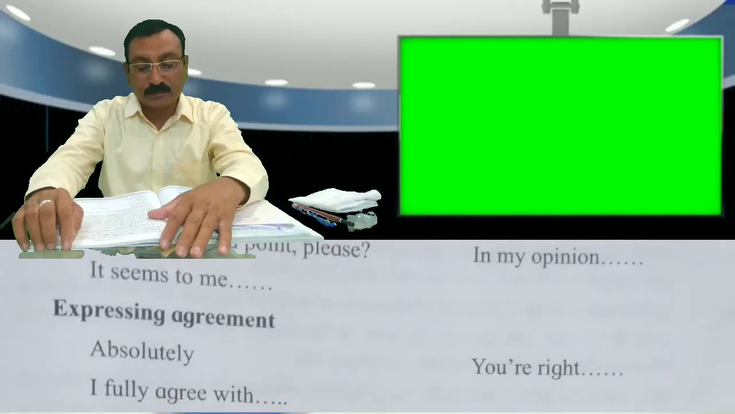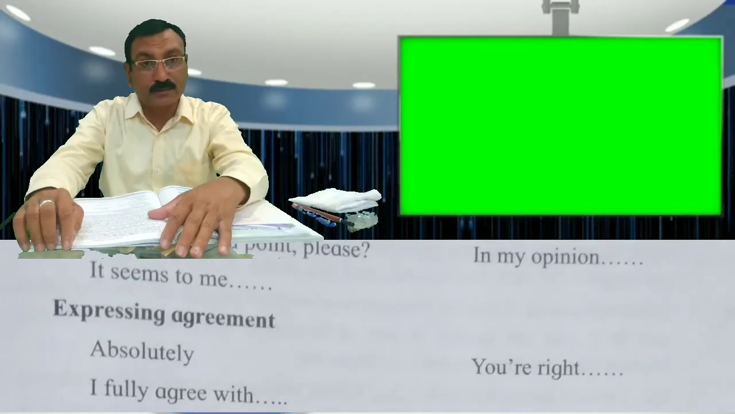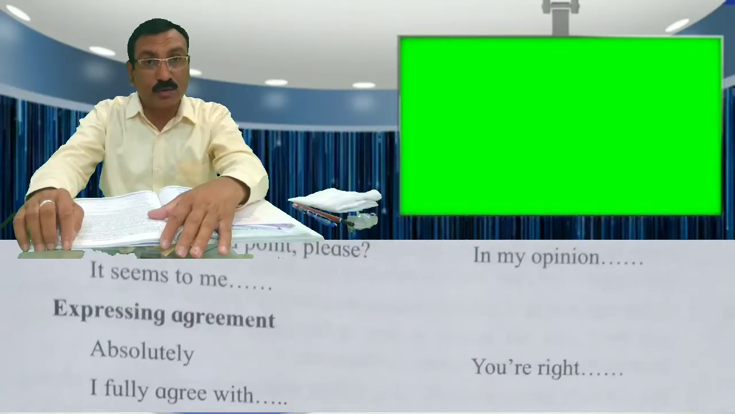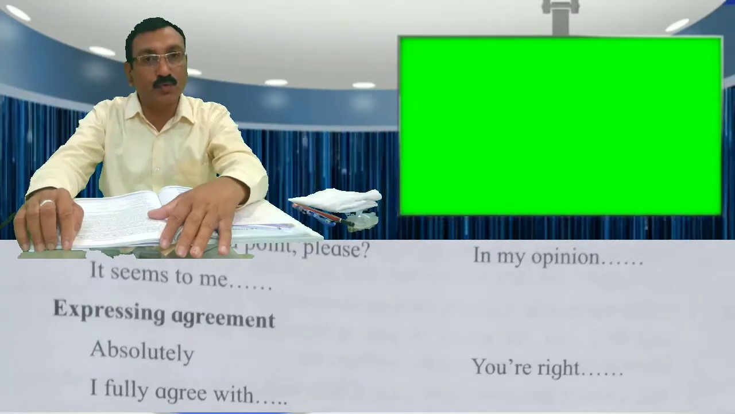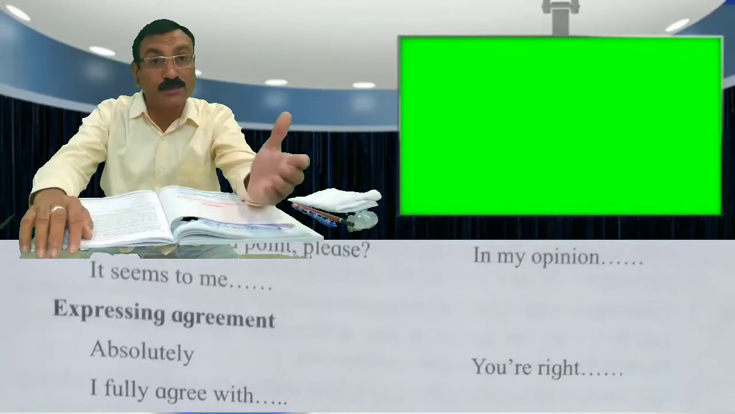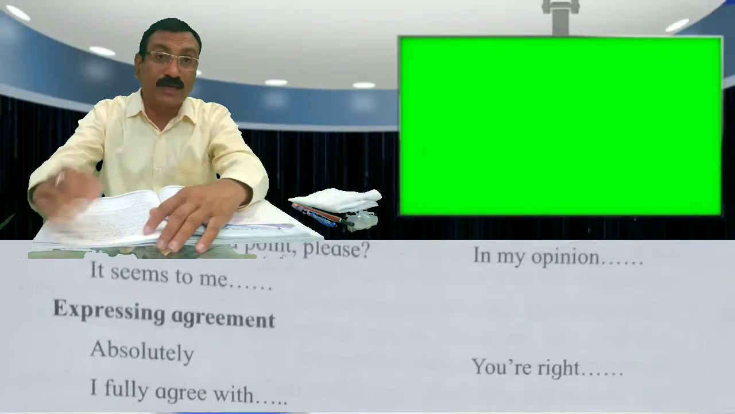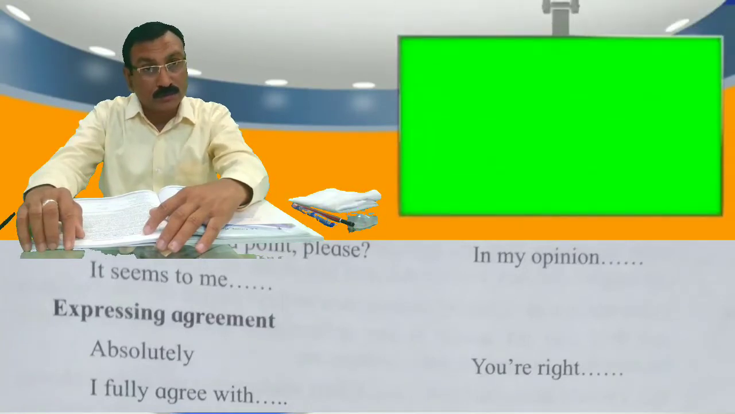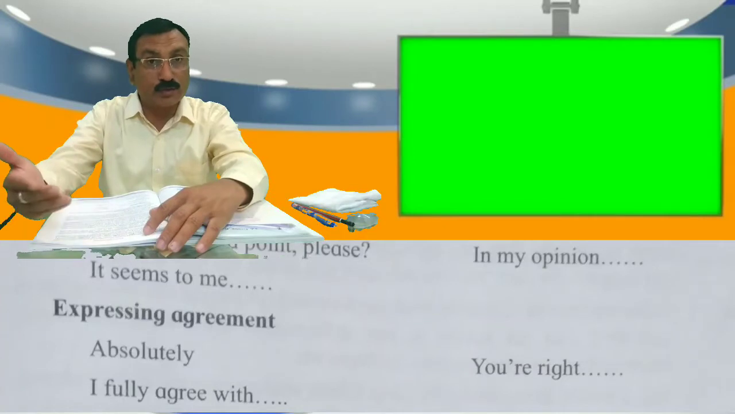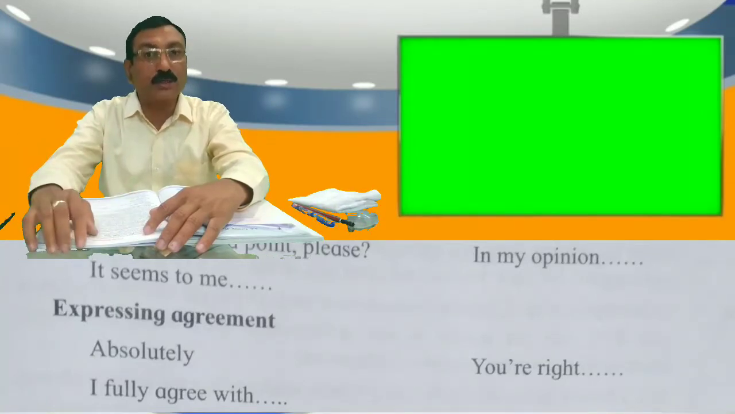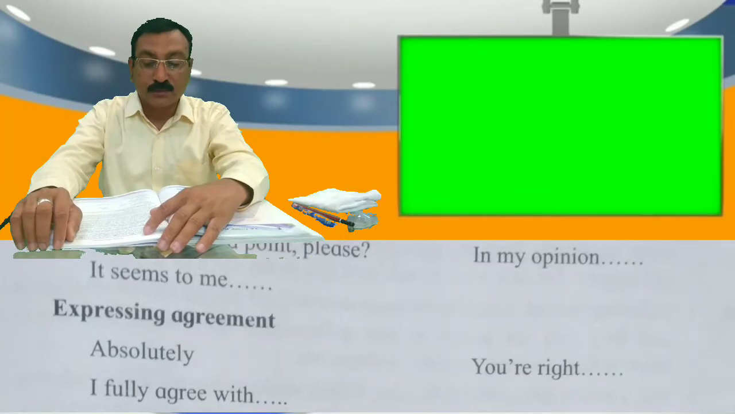Next point, expressing agreement. Suppose one participant has expressed a particular opinion, and you agree with the opinion expressed by another participant in the group. Then while expressing agreement you can use "absolutely," which means whatever you expressed is absolutely correct. This is how you can agree with another participant in the group discussion.